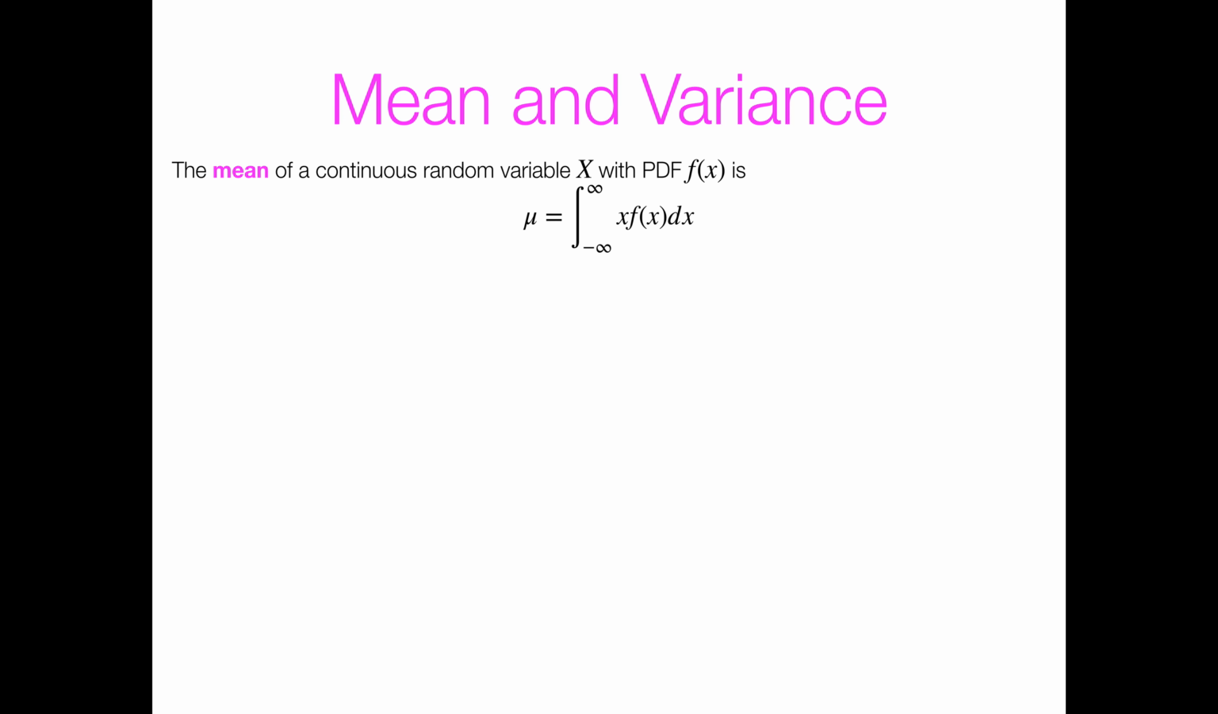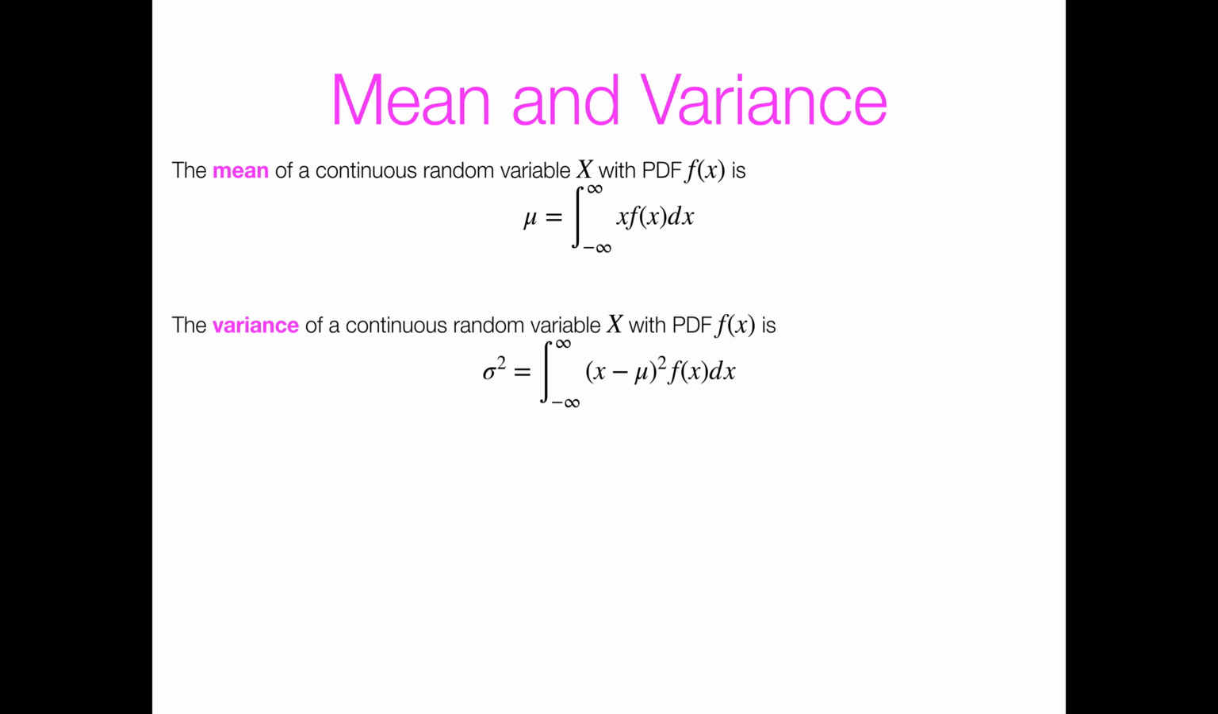So the mean is the integral from negative infinity to infinity of x times f of x dx. The variance is the integral from negative infinity to infinity of x minus mu squared times f of x dx, and we have a shortcut formula. So instead you could take the integral from negative infinity to infinity of x squared times f of x dx, and then subtract off mu squared. And just like last time, the third one might be easier to work with.